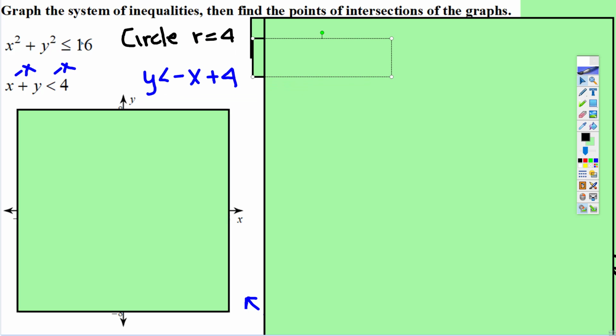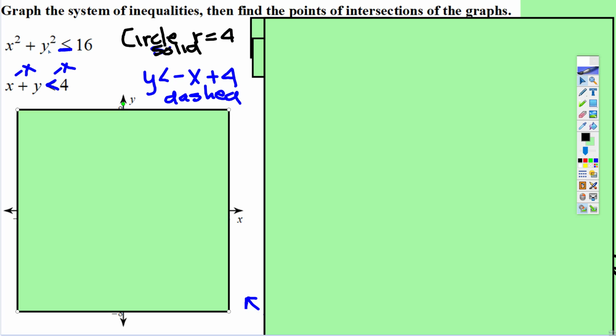For the circle, x squared plus y squared is less than or equal to 16, so when you graph it, it will be a solid line. And for the linear equation, that will be a dashed line because the inequality is less than, with no equal sign.